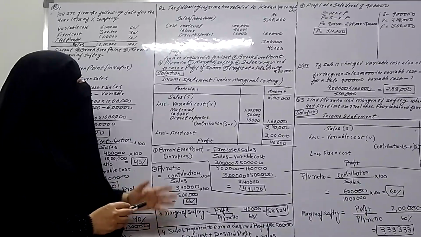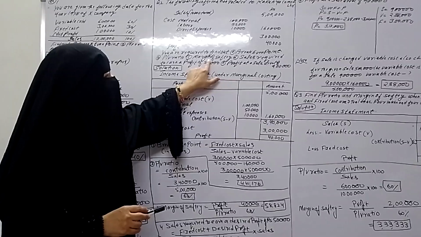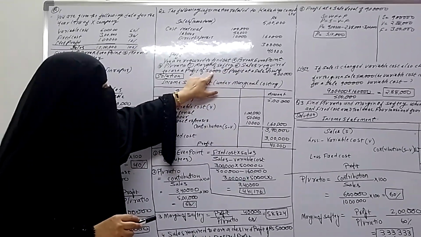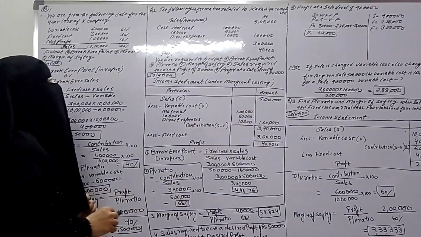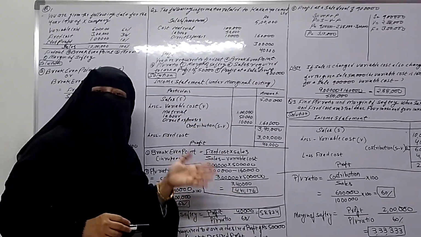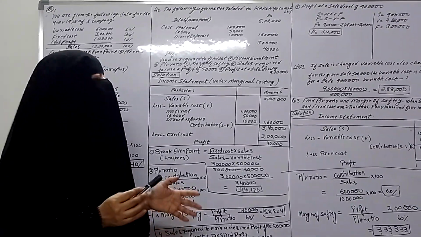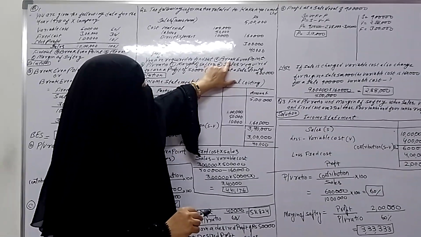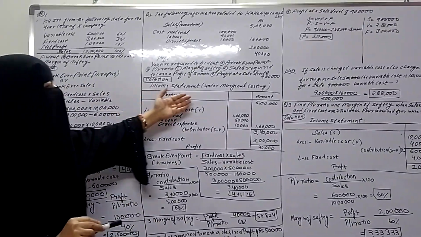Now, the question is asking you to find out break-even point, PV ratio, margin of safety, sales required to earn a profit of 50,000. This is the desired profit, and profit at a sale level of 9 lakh. So in the question, sales is given, variable cost is given, fixed cost is also given, profit is also given. So all the information is there. Simply we have to substitute in the formulas. Now, first is asking you to find out the break-even point. But before finding the break-even point, we have to make an income statement.